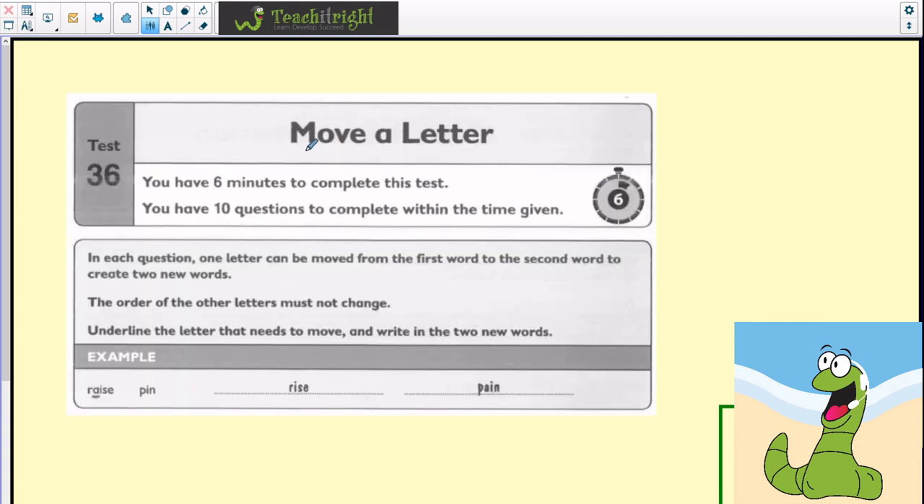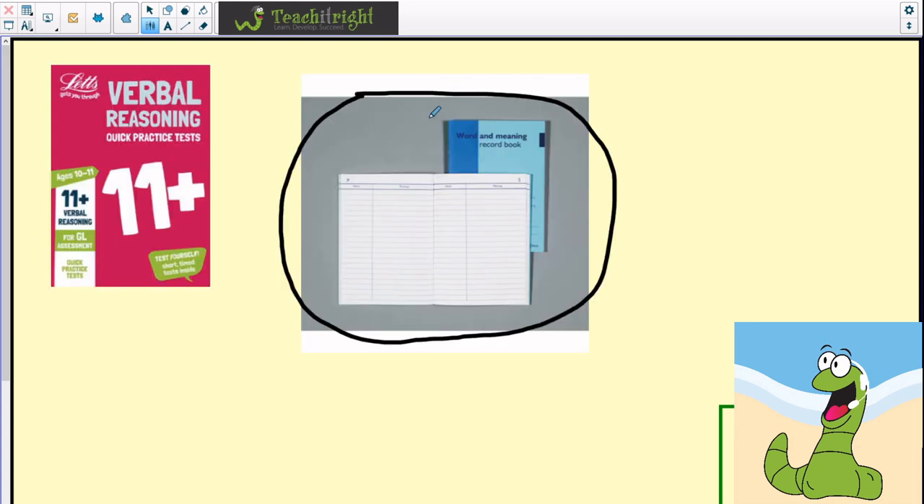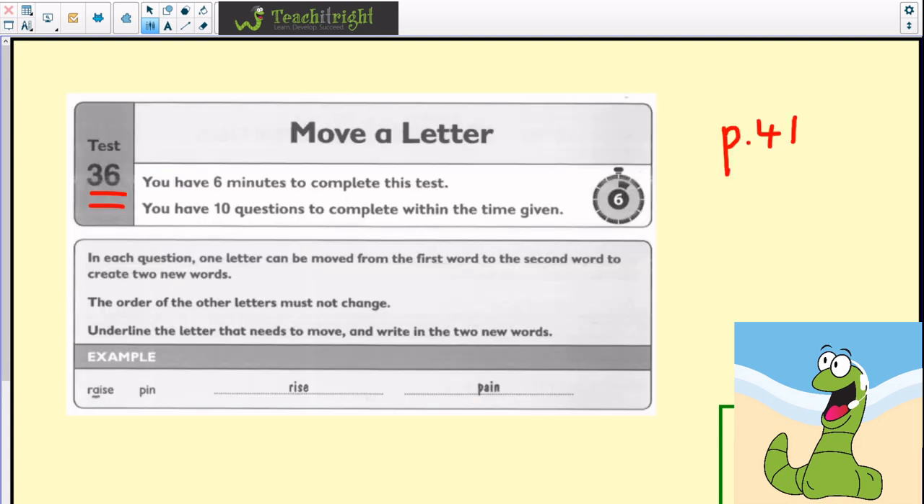Now we're moving on to move a letter, and this is test 36 in your Let's book. And again, if I direct you to the right page, you should be on page 41. Now this will be a good opportunity, particularly in this section, to grab your word and meaning book. So that book I talked about at the beginning, so you can easily go through and record down any words that you don't know. So let's go and have a look at page 41.